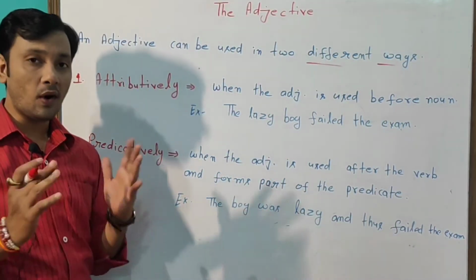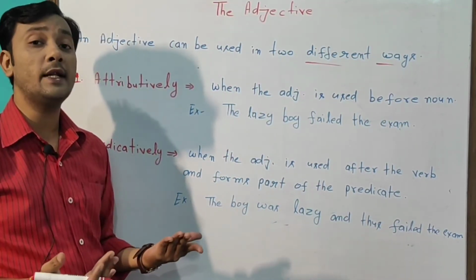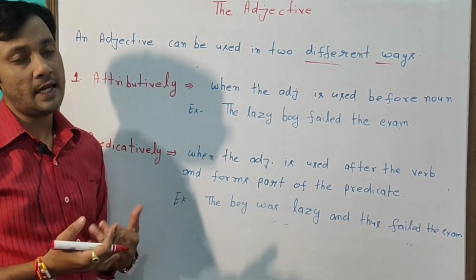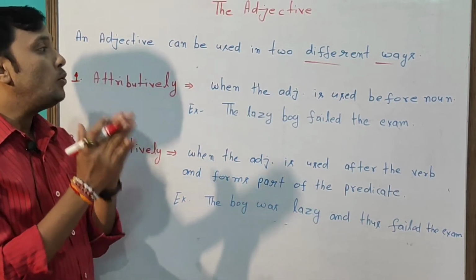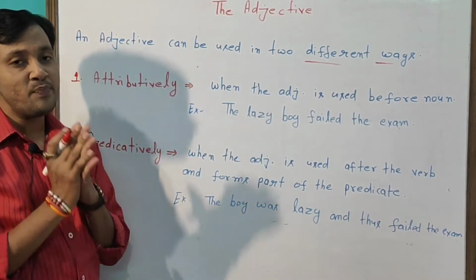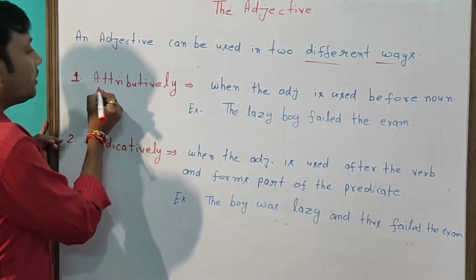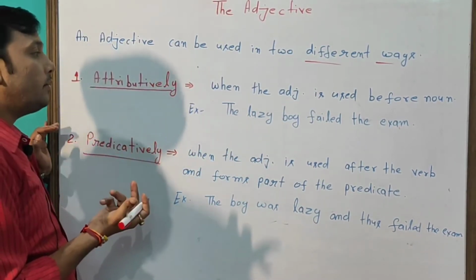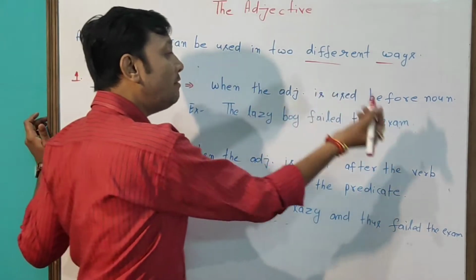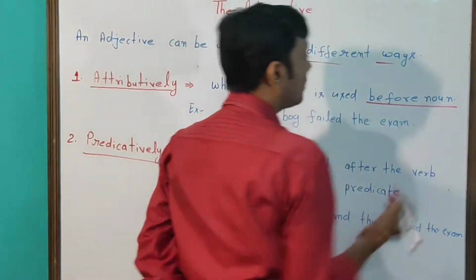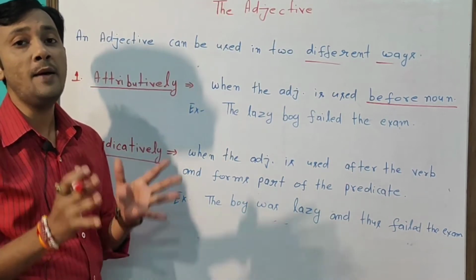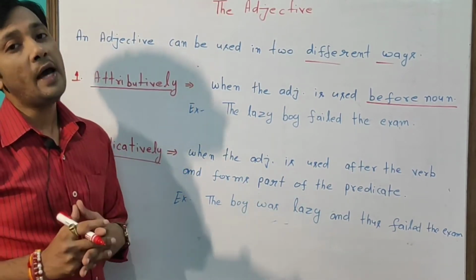Adjective can be used in two different ways in the sentence. I already explained what is adjective and how to find out adjective in the sentence. Now, how to use adjective in the sentence? Adjective can be used in two different ways in the sentence. First is attributively, second is predicatively. Now what is attributively? When the adjective is used before noun, it is known as attributive use of an adjective.